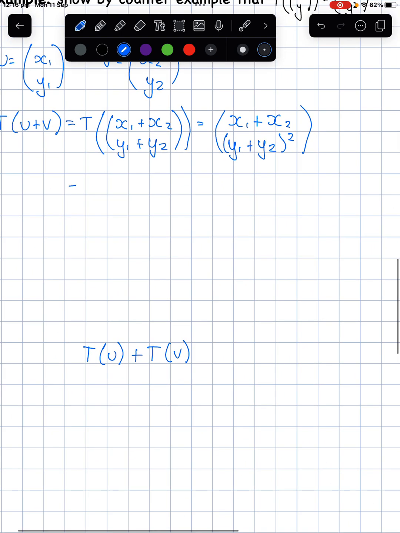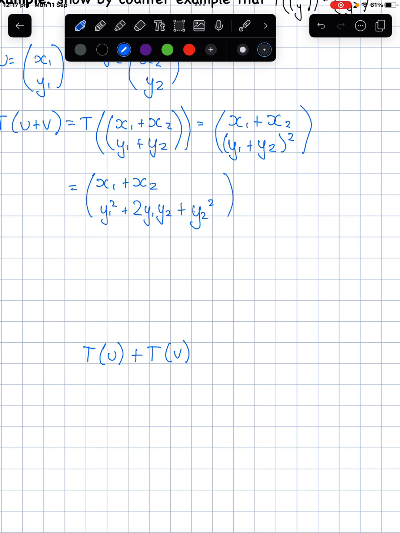which means we're going to get x1 plus x2. That bit at the top, you can already see it looking linear. But this bottom one here is going to be, and I'm probably going to need more room to do it, y1 squared plus 2y1y2 plus y2 squared.